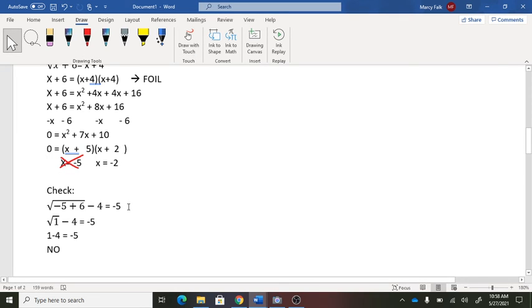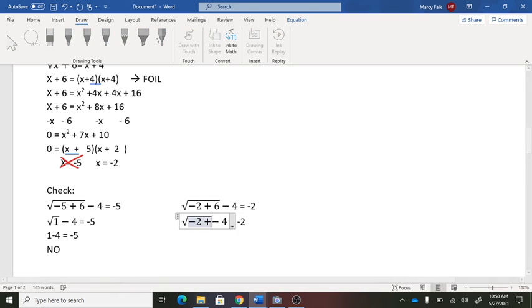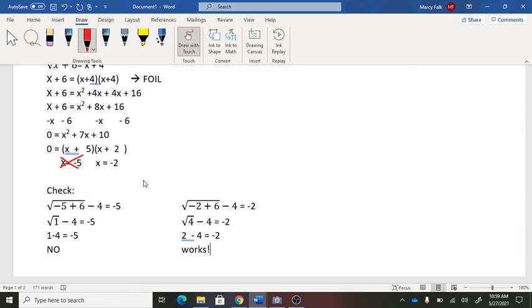Now let's check the other one. I'm going to plug a negative 2 in for the x this time. When I do that, let's simplify and see what we get. Negative 2 plus 6 is 4. The root of 4 is 2. Is this a true statement? Yeah, this works. 2 subtract 4 is negative 2. So that solution works.